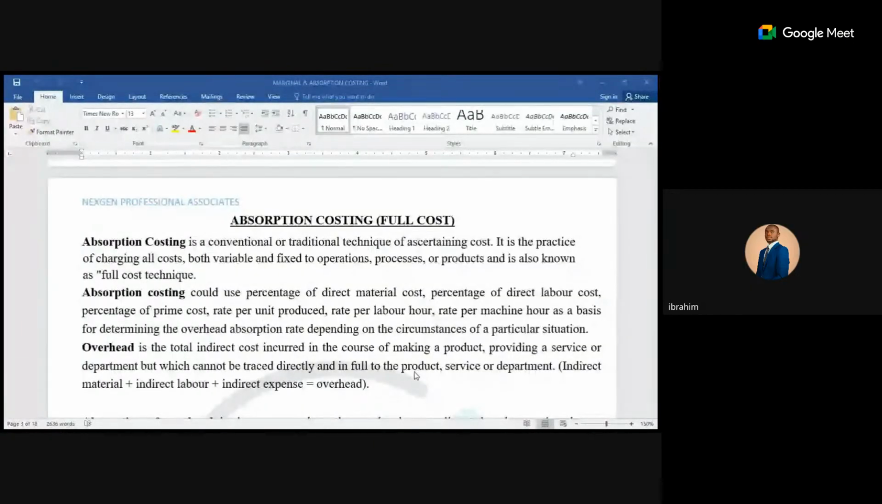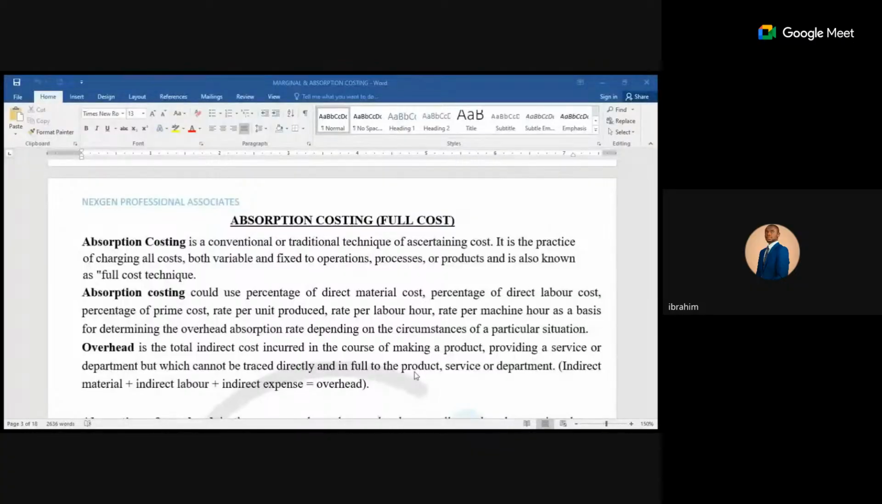So we should not forget that marginal costing is a costing technique that values its inventory using the variable costs per unit and charges all other costs as a period cost. Another name for period cost is fixed cost.